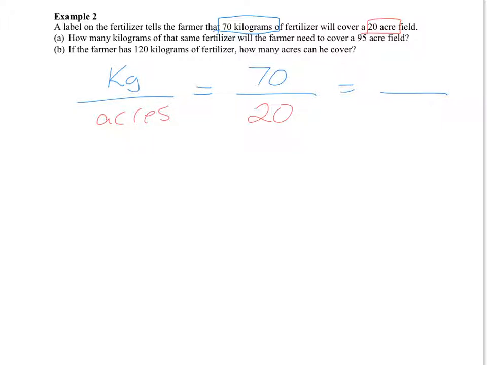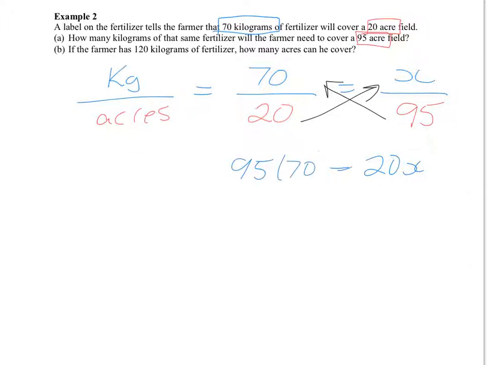Now we look at our questions. Now our questions will tell us what goes where. So the question here is saying how many kilograms. So we don't know the kilograms, so that's going to be our x, okay? And it goes on top because kilograms are on top. Will the farmer need to cover a 95-acre field? So it gives us the acres, 95, and acres go on the bottom because that's where we place them, okay? Now that we've done that, now we do our cross multiplying. So 20 times x, 20x, and then 95 times 70.